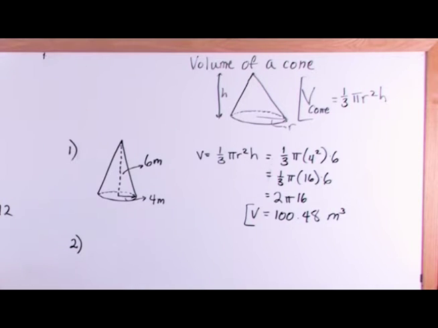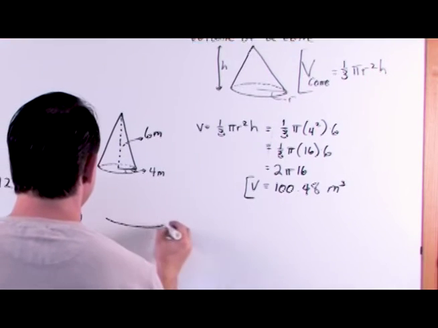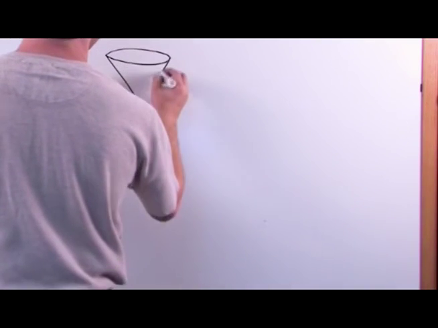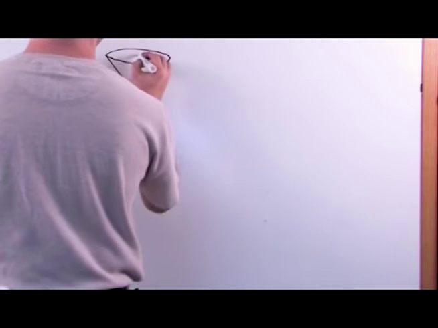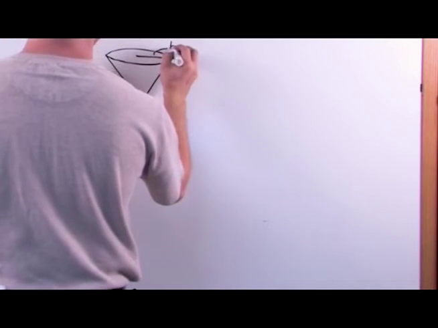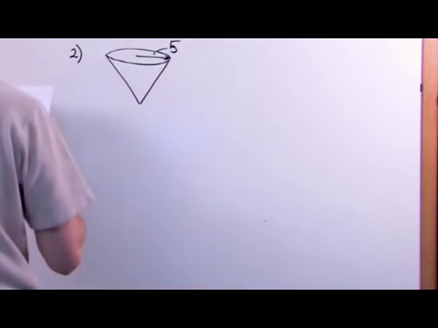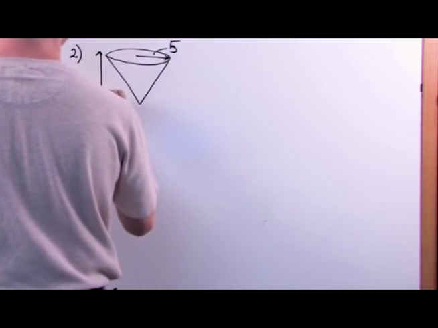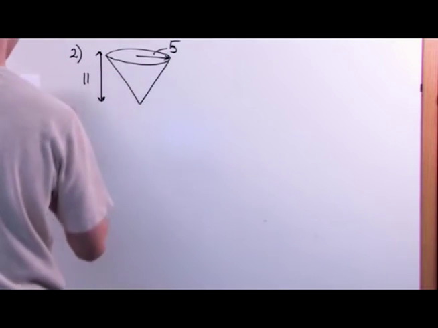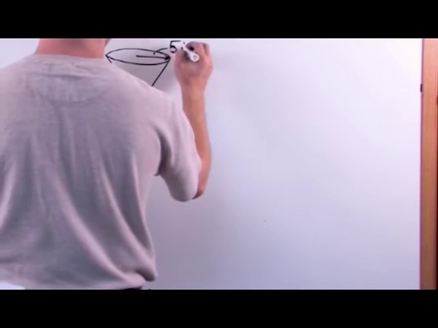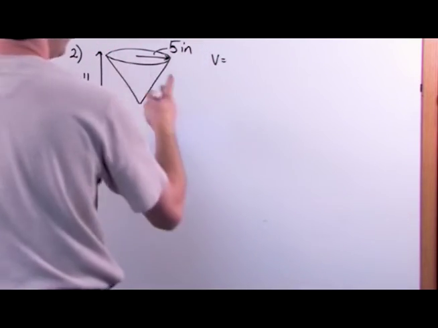Next problem for a cylinder. I'm sorry, next problem for a cone. You have an upside down cone like this. The radius is 5 and the height is given as 11, and these are inches. The volume is the same no matter what the units are.